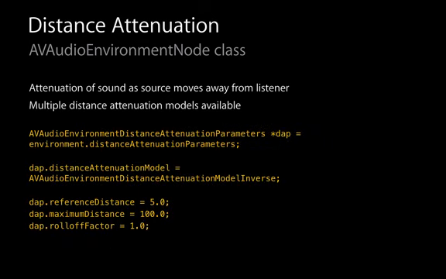So in the form of code, this is what it looks like. All you need to do is get the distance attenuation parameters object from the environment, and then you can go ahead and tweak all the settings.